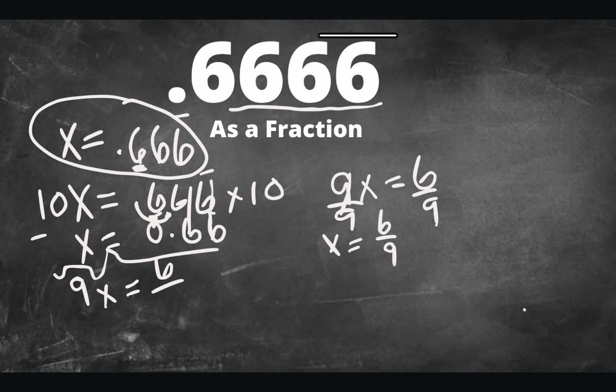And I can further simplify that by dividing by 3, which will go into 6 and 9. 3 goes into 6 2 times, and 3 goes into 9 3 times.